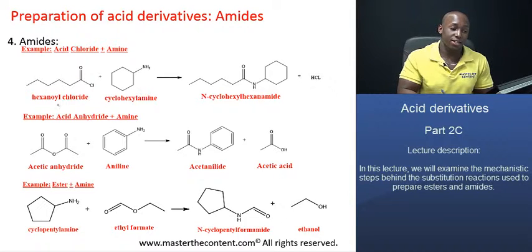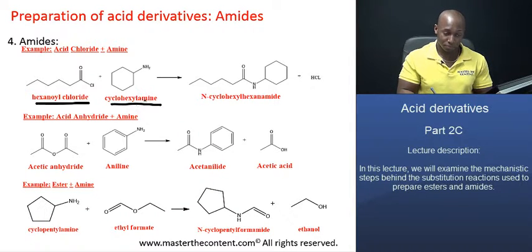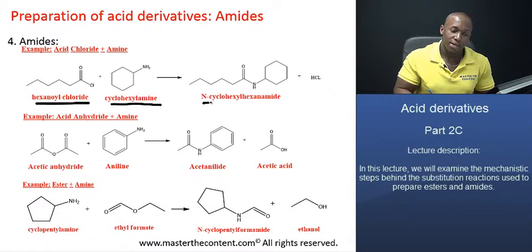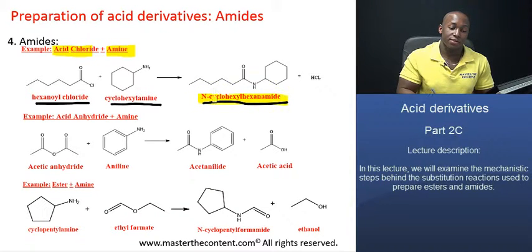For instance, in the case of an acid chloride, we can have hexanoyl chloride reacting with cyclohexylamine to form N-cyclohexyl hexanamide. So that's a perfect example of an acid chloride reacting with an amine to give us our amide.